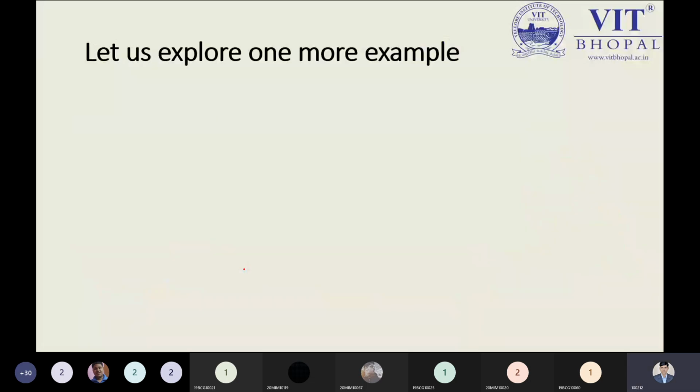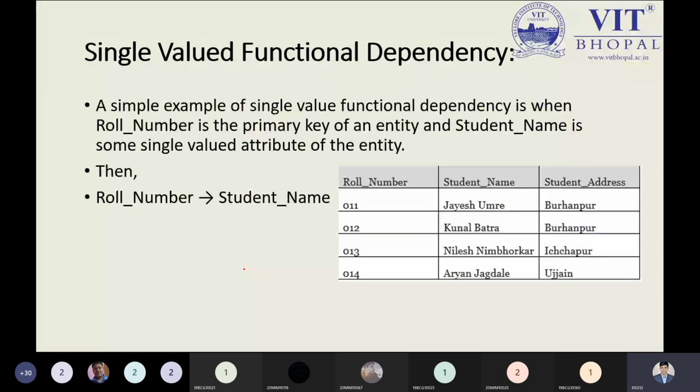So let us explore one more example about the types of functional dependency. Let us understand the functional dependency types in a detailed manner. Here we have an example. In this case, you are now able to see the single valued functional dependencies. The single valued functional dependencies can also be recognized by the trivial functional dependencies. Please focus on this one.